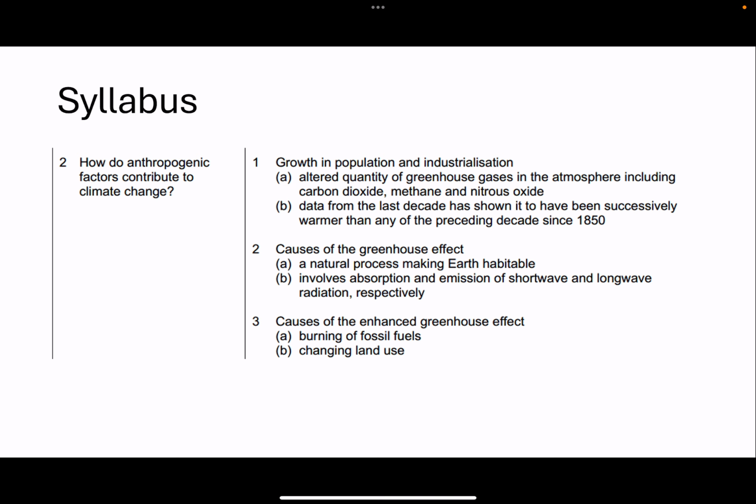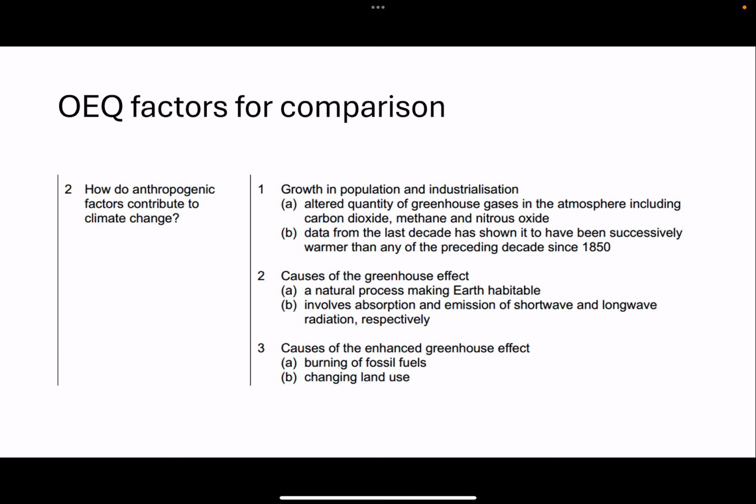Okay. Of course, the other pair of factors that they like to test for will be your anthropogenic one versus the two natural ones we talked about earlier. So ideas of population, industrialization, what are the causes of greenhouse effect, right? Change of land use. These are all things that you can look at in terms of comparing against your natural factors. Which one is more serious?